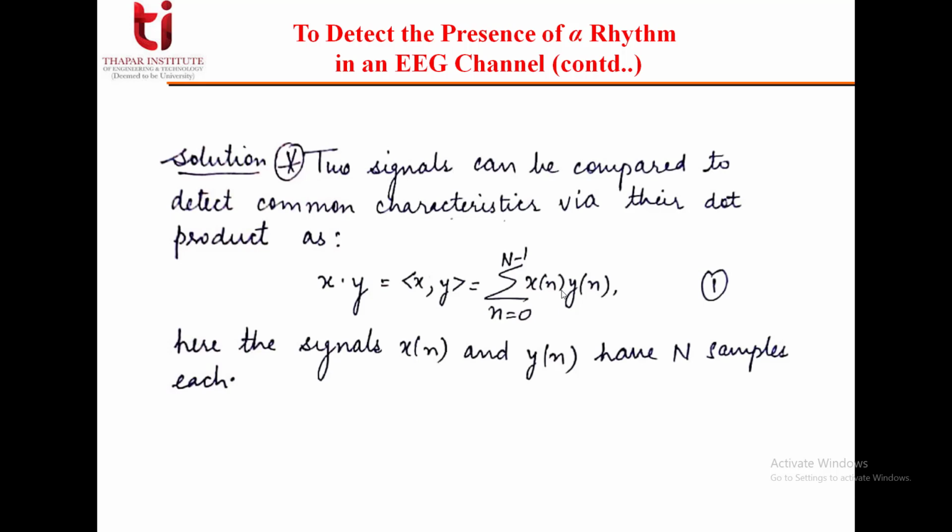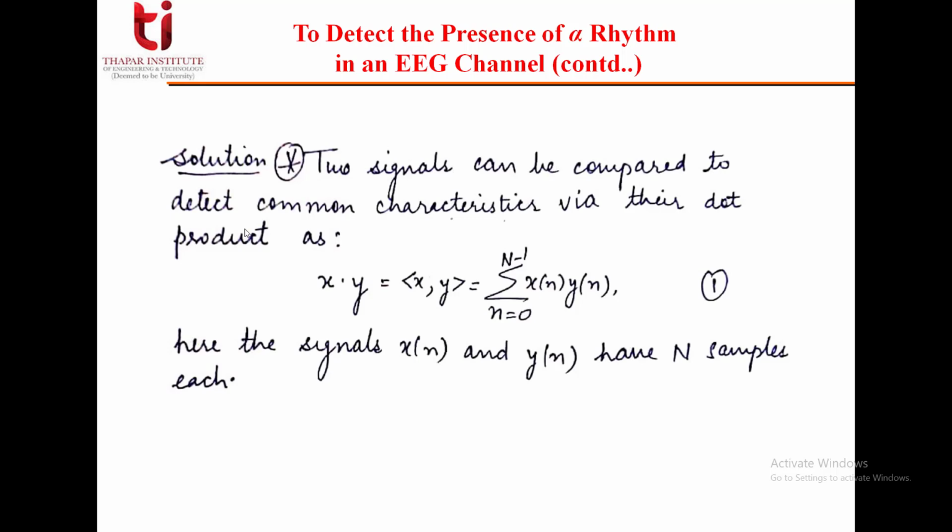First I will describe a little bit about the autocorrelation and cross correlation functions, and then we will see how we can apply this to an EEG signal for determination of alpha rhythm. If we want to compare two signals to detect their common characteristics, we use their dot product. So what will the dot product give? It will give the projection of one signal onto the other.